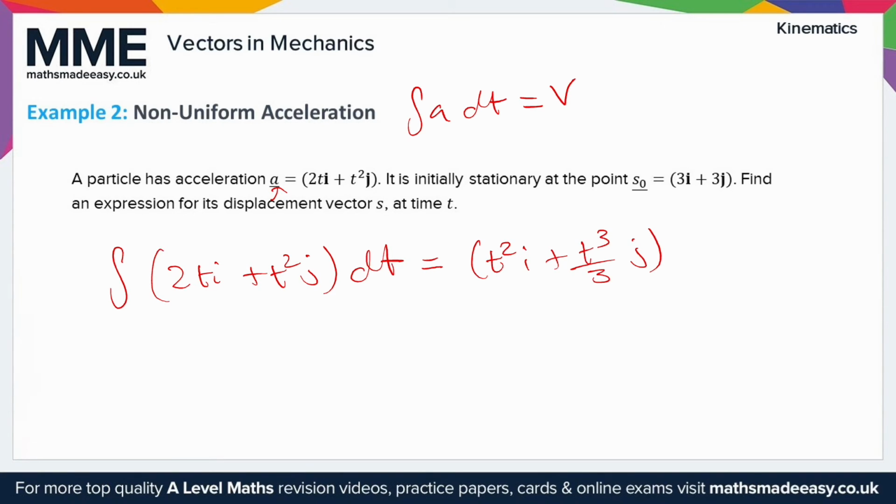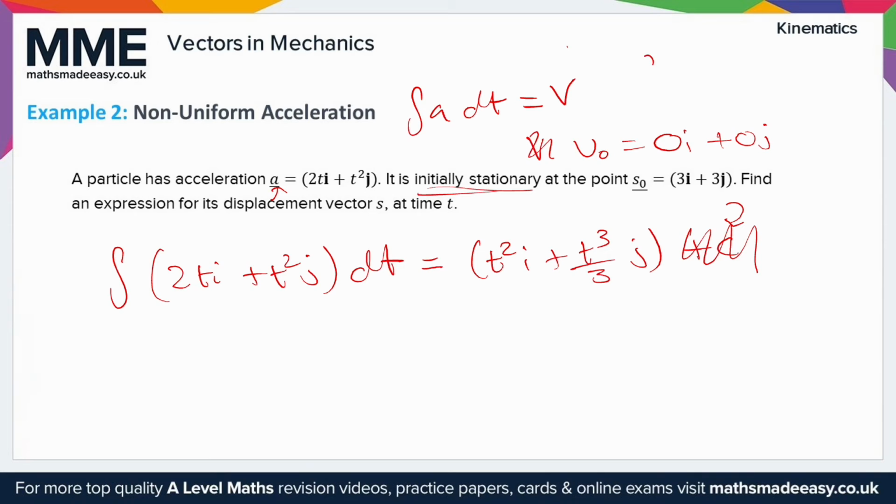In this case, we do still have a plus c, but because it says initially stationary, so it's not moving, then the initial velocity, not v, so u0, is 0. In this case, we need it in vector form, so it would be 0i plus 0j. Obviously, if we add that on here, then it makes no difference. So let's just get rid of that. Okay, so this is our velocity.